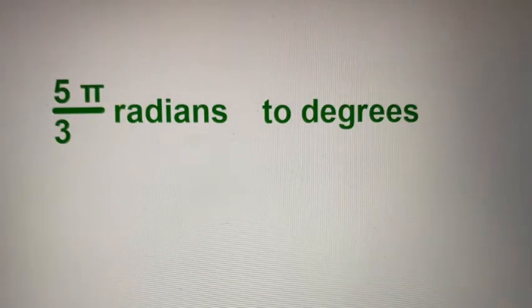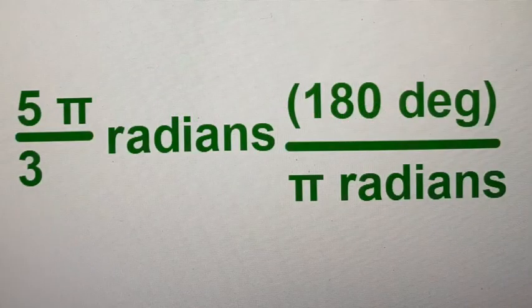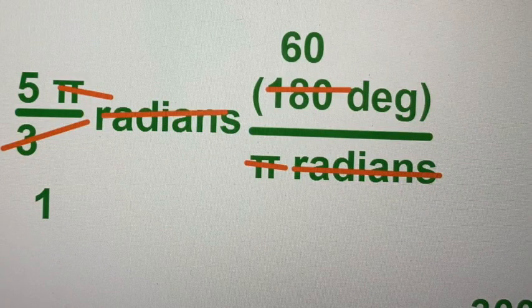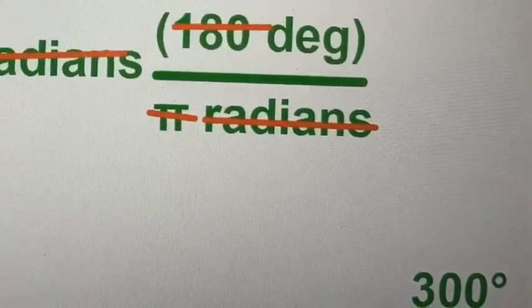What about if I'm going from radians to degrees? Well, I have here 5/3 pi radians, and I want to move that to degrees. Okay, so I'm going to this time put degrees in my numerator, and radians in my denominator. When I cancel everything out, I end up getting 5 times 60, which is 300 degrees.